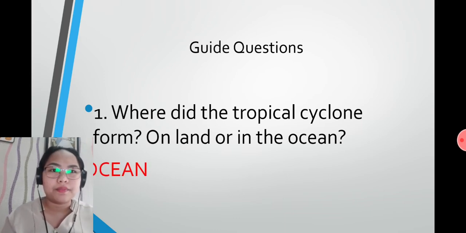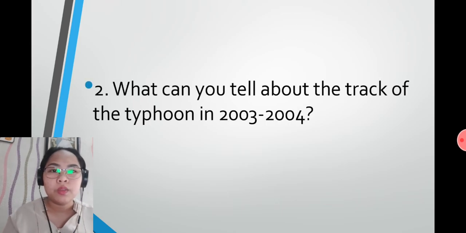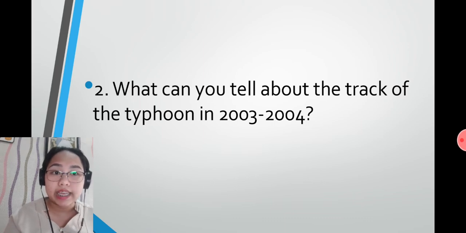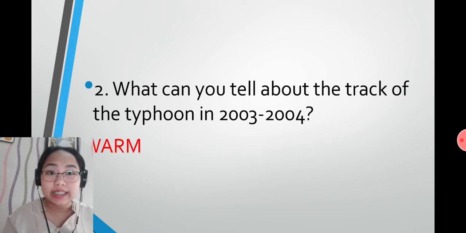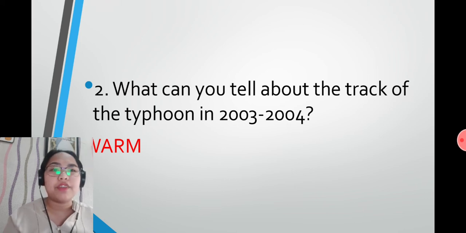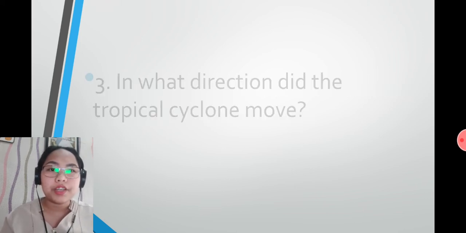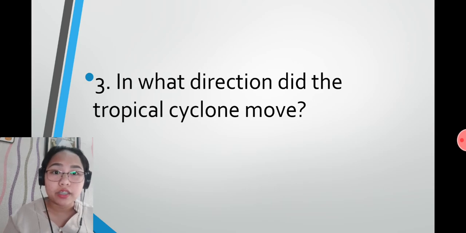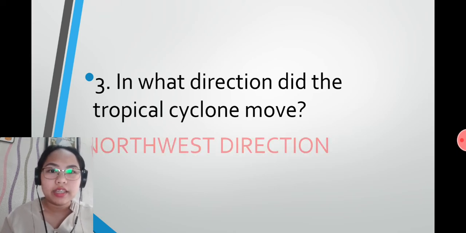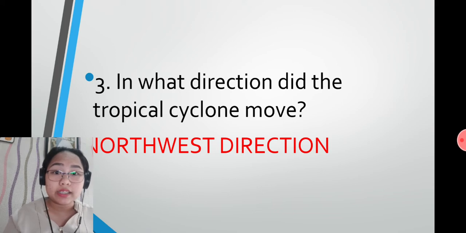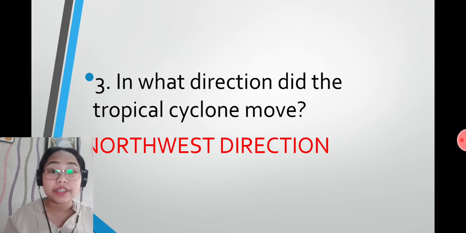So, that's good. Number 2. What can you tell about the track of the typhoon in 2003 and 2004? Anyone? Yes, very good. So, you can say that it is warm. Very good. Next, third one. In what direction did the tropical cyclone move? I was able to show you a while ago the directions. Yes, very good. In northwest direction. So, that's a brilliant answer.